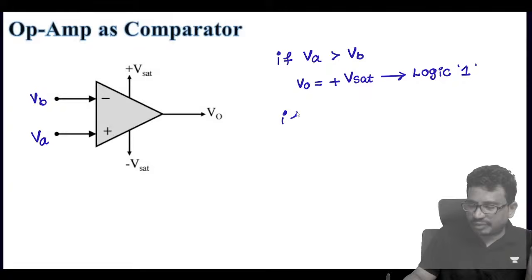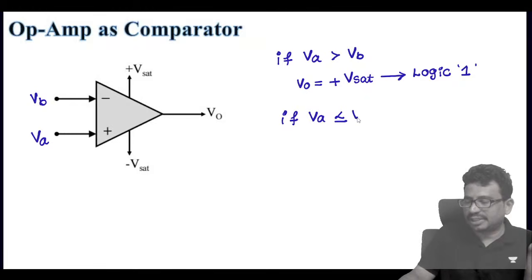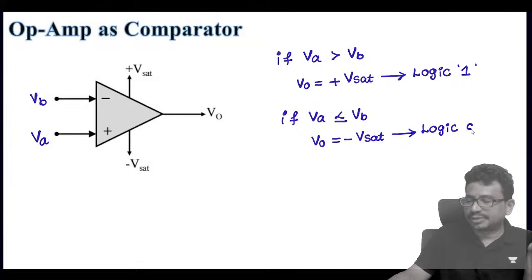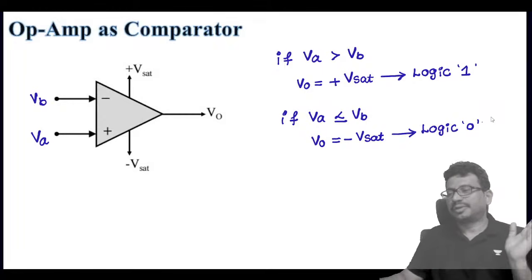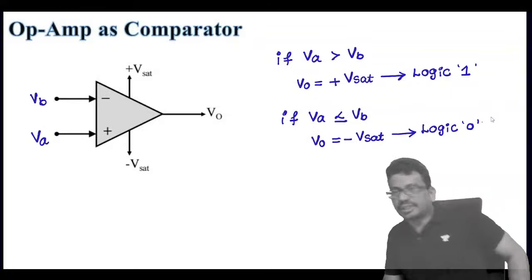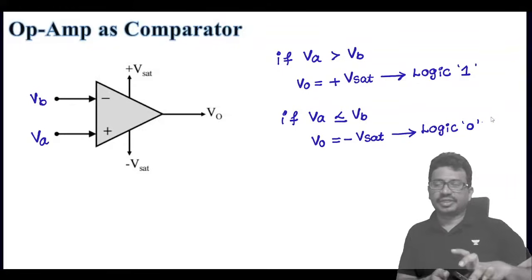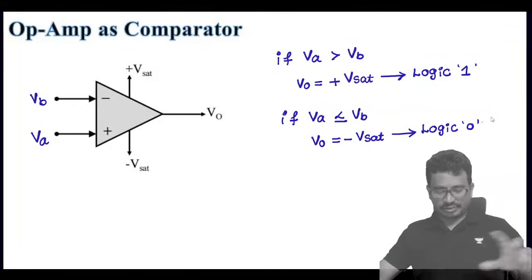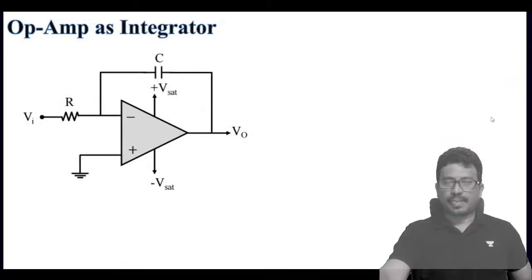And if VA, the positive terminal voltage, is less than the negative terminal voltage, then the output voltage will be minus V sat. That is minus V sat, and this is called logic 0. Okay, in case of a comparator, the working is like this.